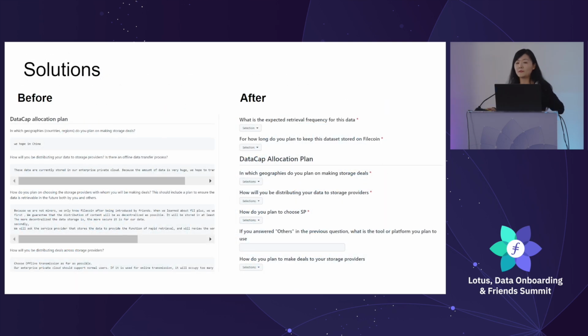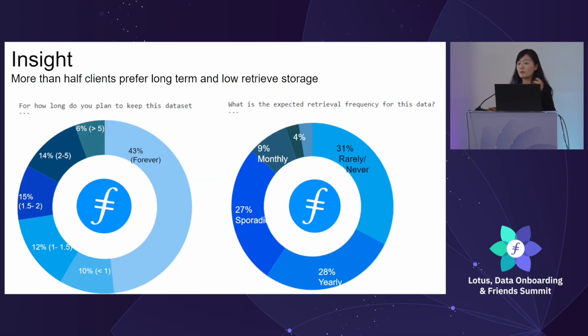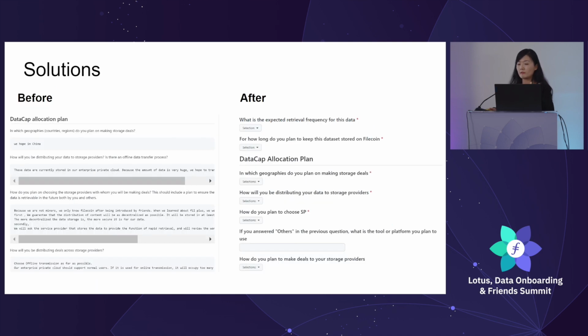Cool. And eventually, this is the before and after, right? Before, those were all questions where people could just write the answers. But after synthesizing that information, we are releasing this new Datacap application form with a very clear drop down for the expected frequency of your data. As you previously saw in the insight, we have the answer distribution like this. So we can just give users this drop down and get them to answer in a much simpler way.